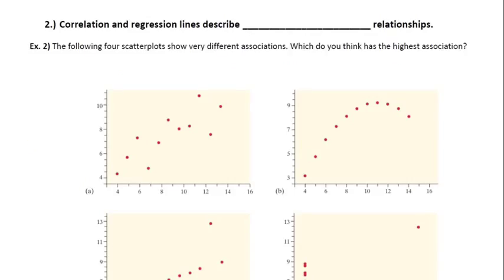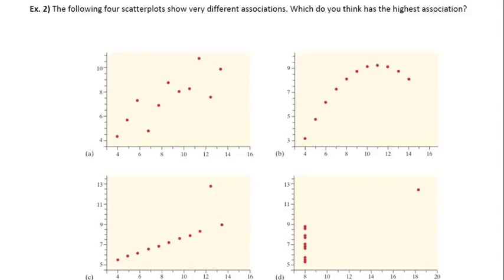So the second key of wisdom here: correlation and regression lines describe linear relationships. So they try to measure the linearity between two things. So let's look at the 4 dot plots here. This is a really cool example. I want to give you a second. Which one do you think has the highest association? Of these 4 graphs, which one might have the highest association?